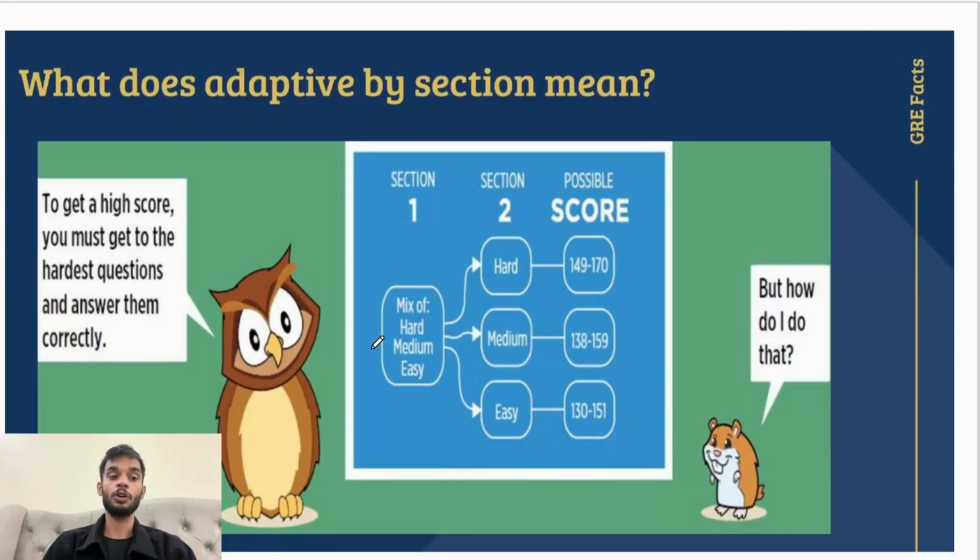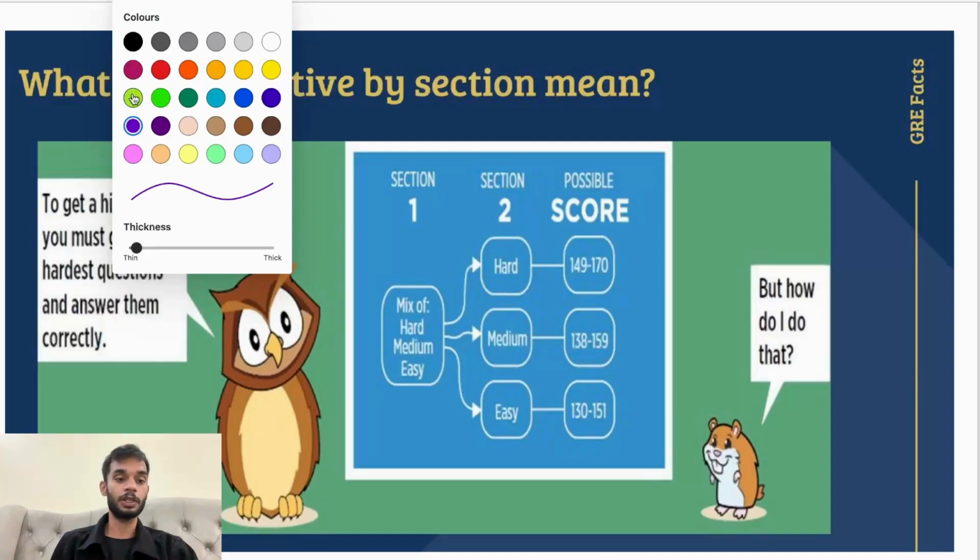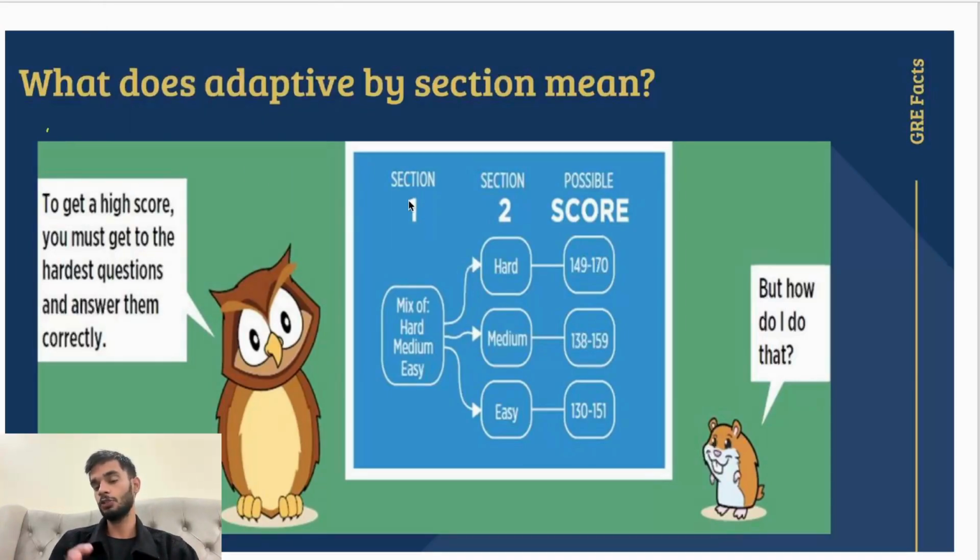What adaptive means is, to get to a high score, you must get to the hardest questions and answer them correctly. For example, in verbal and quant there are 12 questions in the first section. The same story holds for both, so let's take an example of maths. You'll get 12 questions in maths. Let's say you get 5 easy questions, 4 medium questions, and 3 hard questions. So 5 plus 4 is 9, 9 plus 3 hard. This is how it is divided. It is a random example.